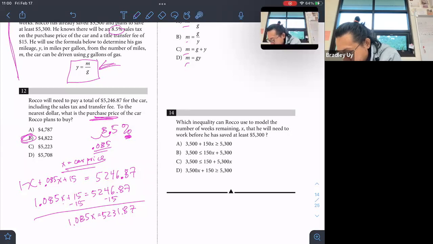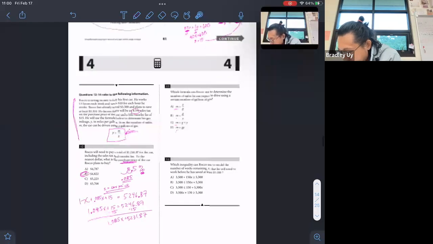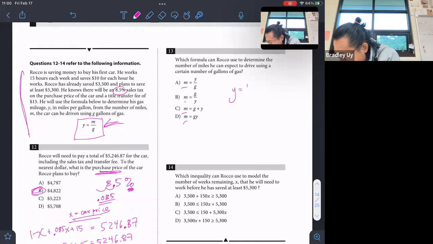Challenging question, I thought. So try to internalize this idea of tax, and this was the transfer fee. All right. Using this formula, y equals m over g, we're basically just solving for m, to determine the number of miles you can drive. There's a literal equation. One method is we need to get m by itself. It's to realize we need to undo this division by g. So we're going to multiply both sides by g, and voila, these g's cancel, and you'll get m equals g times y, which is answer choice D.